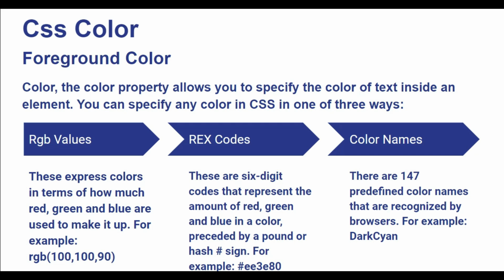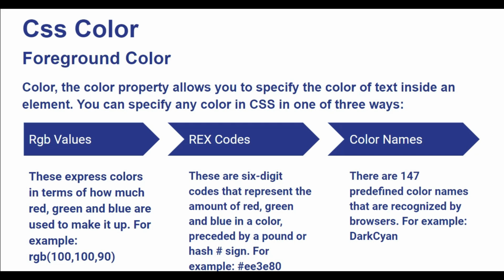Now the next one is the RGB value. This is the mixture of red, green, and blue to make up a color. Now I've already said this: it expresses colors in terms of how much red, green, and blue are used to make it up. For example, I'm saying RGB of 100, 100, 90. I'm saying red 100, green 100, and blue of 90. It gives a certain shade of a color.